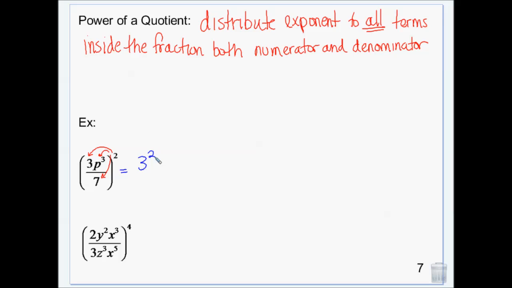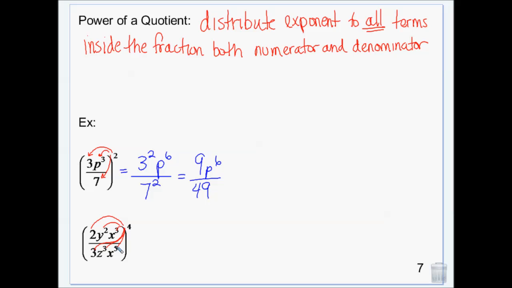So that's going to be 3 squared p to the 6 over 7 squared, or 9p to the 6th over 49. And then we need to make sure that this doesn't reduce before we're finished, which 9 and 49 don't reduce, so we're okay. And it does not matter how many terms are in our fraction. We distribute that power to everything.